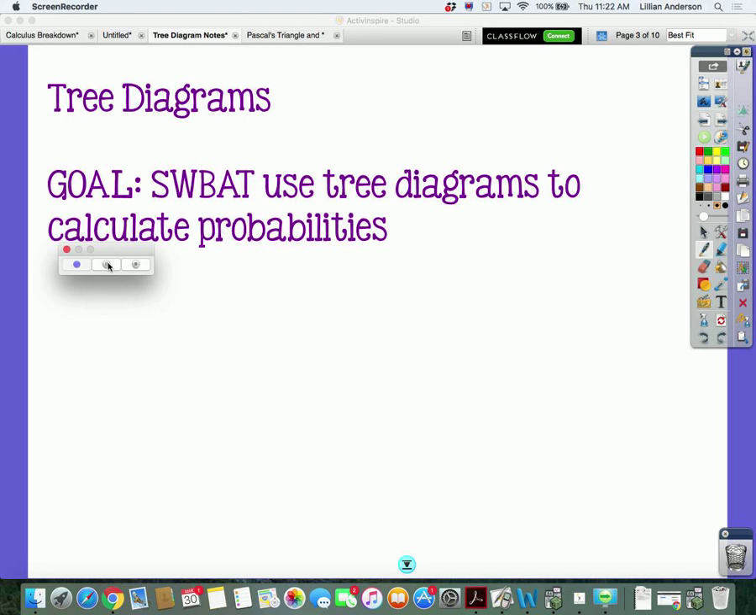Today, we are doing tree diagrams. This is the last part of our probability units. You guys are going to be able to use tree diagrams to calculate probabilities. A tree diagram is another way to basically provide a visual to help you find probabilities, just like a Venn diagram is, a sample space, things like that. Okay, so we're going to use tree diagrams to calculate probabilities.